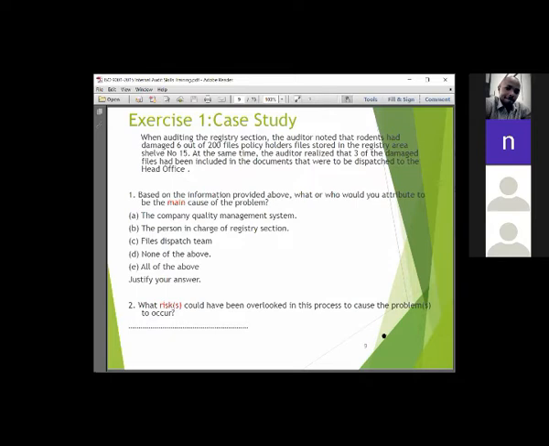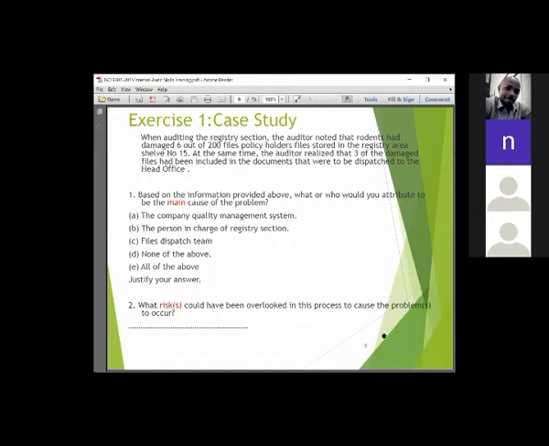So this is a situation where, in the registry, we have many files put there maybe in shelves, and rodents have gotten in and they have damaged some, 6 out of 200 policy folder files. At the same time, the auditor realized that 3 of the damaged files were to be dispatched the way they are. So who will you blame or attribute to be the main cause of the problem?